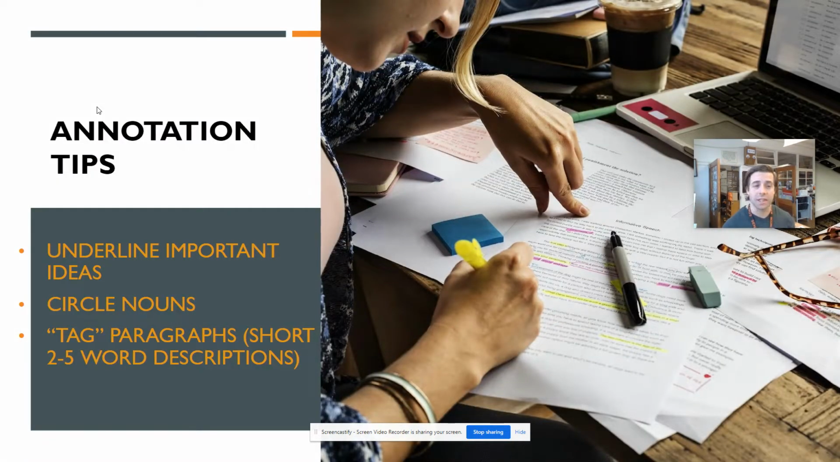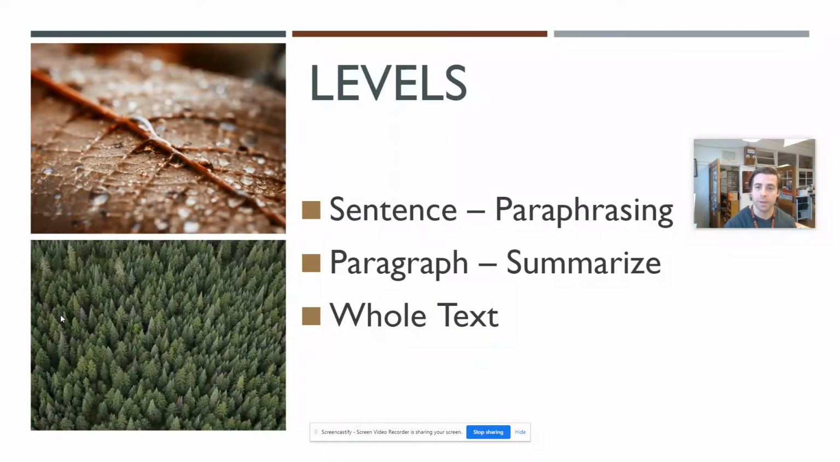So one of the biggest things I can suggest to you is as you're annotating, or as you're reading, get active. So underline things, highlight things. These are the things that I like to specifically do when I'm annotating. Underline important ideas. I circle those big important words or key terms. And then I also tag paragraphs. So I write short 2 to 4 sentence or 2 to 4 word descriptions of each paragraph. And that helps me see a work as a whole because I don't have to reread the entire paragraphs. I can just look at these little tags. It's really helpful to me.